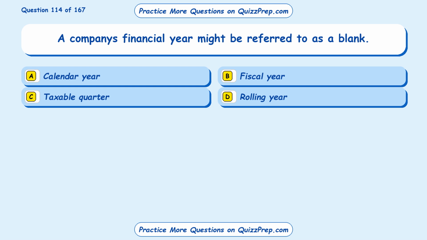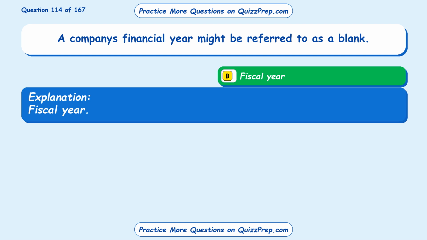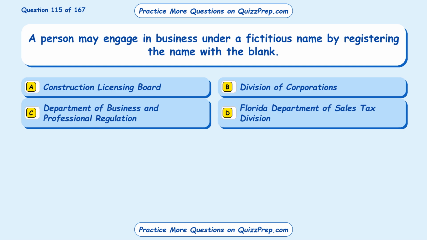Question 114. A company's financial year might be referred to as a blank. Option A, calendar year. Option B, fiscal year. Option C, taxable quarter. Option D, rolling year. The correct answer is option B, fiscal year.